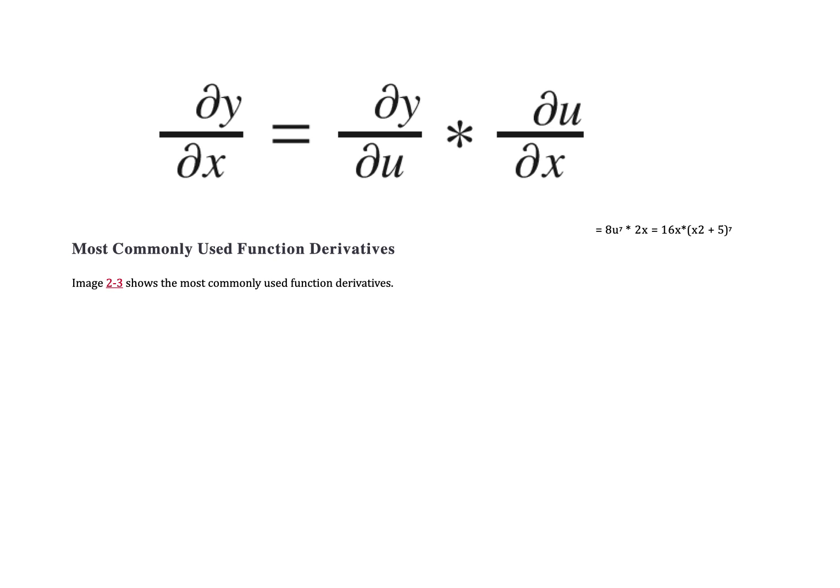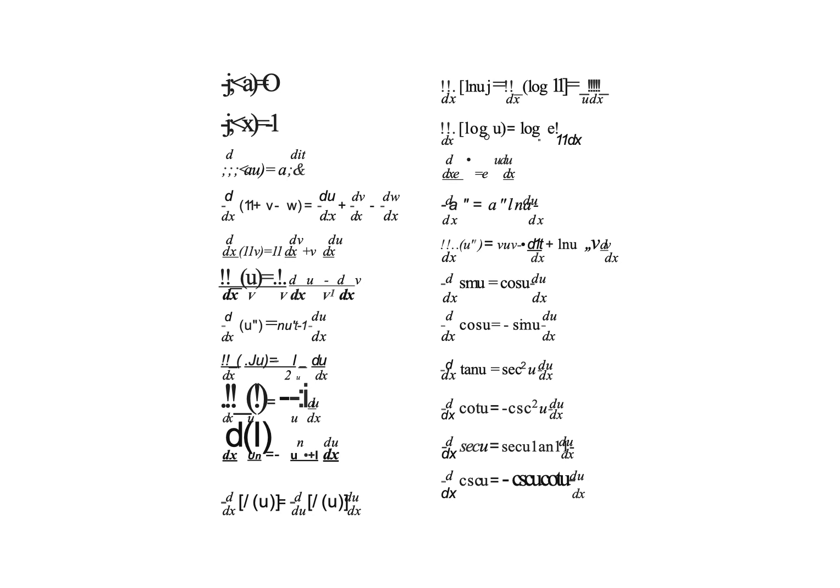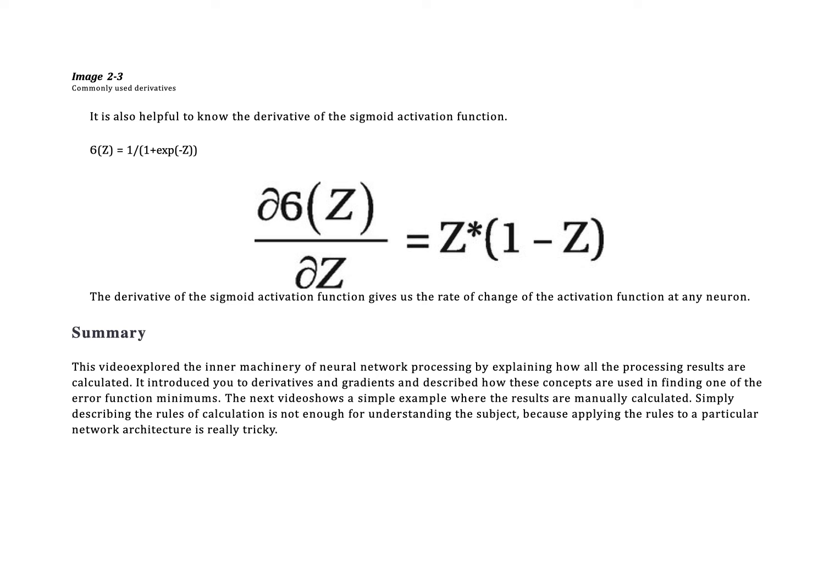Most commonly used function derivatives. Image 2 to 3 shows the most commonly used function derivatives. Equals 8u7 2x equals 16x, x2 plus 5, 7. Take a quick look at the tables. Image 2 to 3 commonly used derivatives. It is also helpful to know the derivative of the sigmoid activation function. Sigmoid z equals 1 over 1 plus exp of minus z. The derivative of the sigmoid activation function gives us the rate of change of the activation function at any neuron.